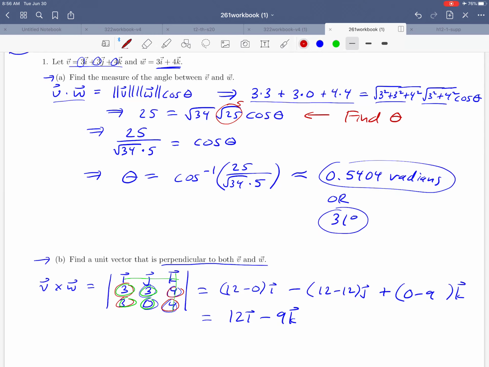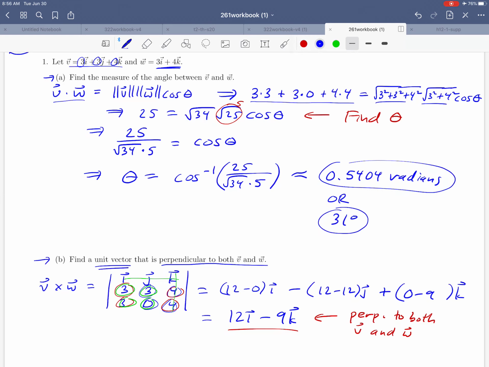Okay, so what do we have so far? Well, that's a vector that's perpendicular to both v and w. That's really what a cross product means. Okay, is that our answer, though? Not quite, because we wanted it to be a unit vector.